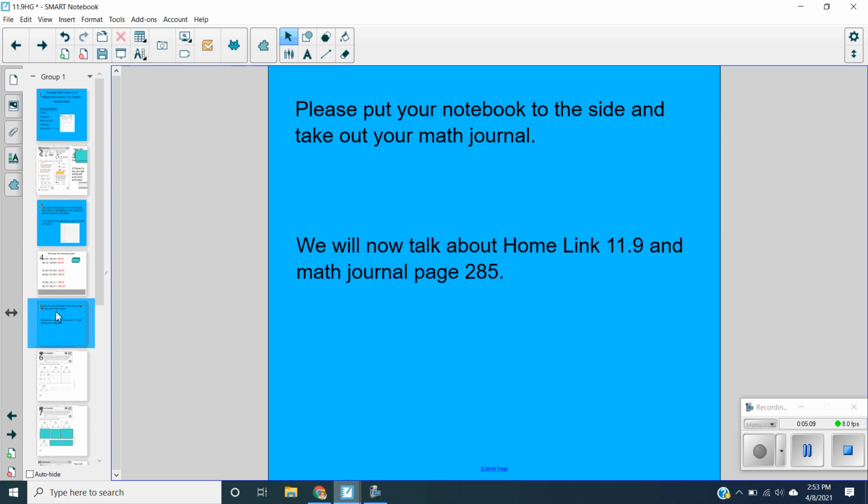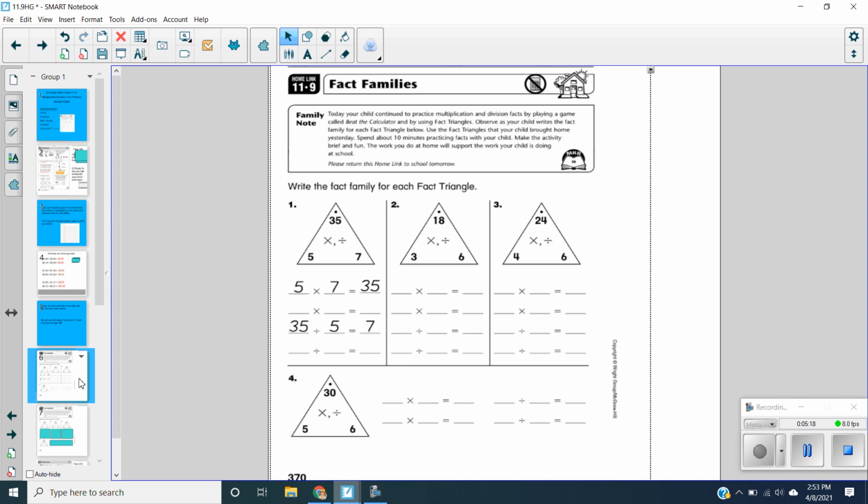Now you can put your notebook or your whiteboard to the side, and we'll take a look at HomeLink 11.9 next. So for this one, we're working on fact families. So you can see we use the numbers 5, 7, and 35 to fill that out. If you can, press pause to fill in your fact families for all 4 of the problems, and then press play when you're ready to check.